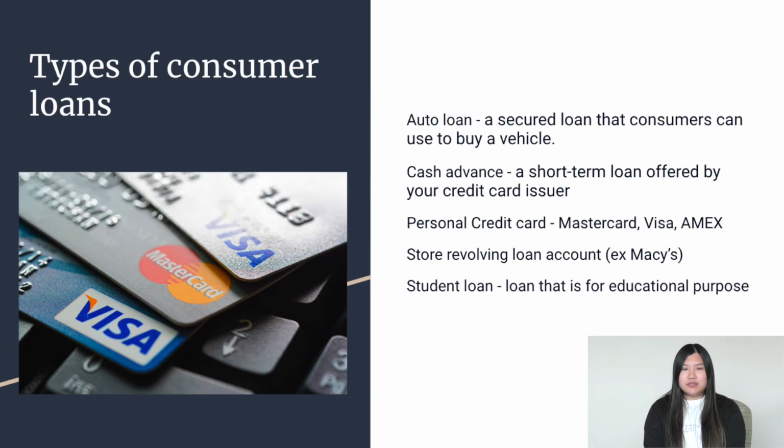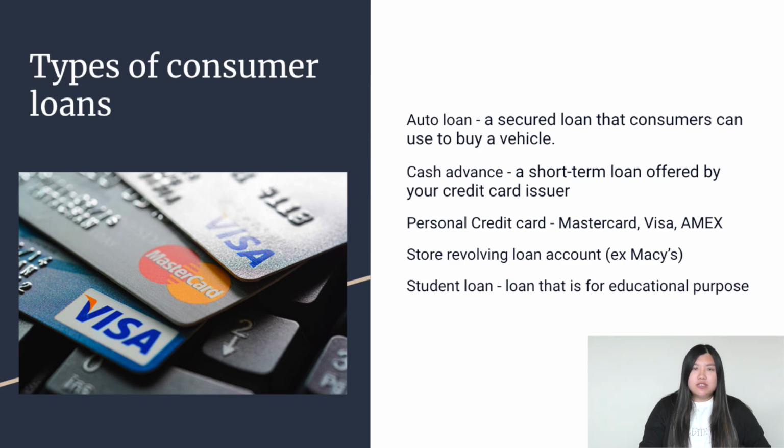So let's talk about consumer loans. There are a few types of consumer loans, such as an auto loan, which is a secured loan that consumers can use to buy a vehicle. Now let's talk about cash advance. It's a short-term loan offered by your credit card issuer. A personal credit card is like MasterCard, Visa, Amex, or a store revolving loan account. Let's say Macy's has a credit card you use to shop at Macy's or any store related or attached to Macy's.